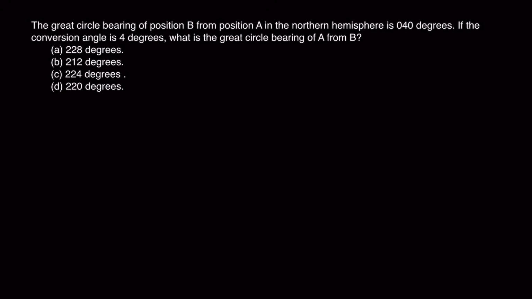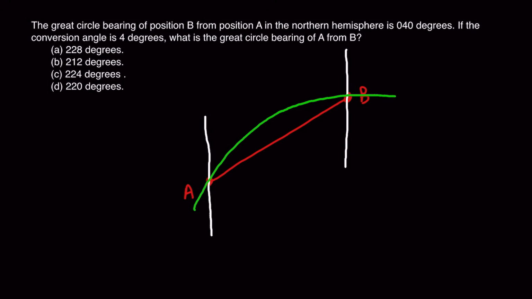Perfect. Question number 4. Great circle bearing of position B from A in the northern hemisphere is 040 degrees. If the conversion angle is 4 degrees, what is the great circle bearing of A from B? All right, so just looking at the first part of the question, A to B, 040. So if this is A, this direction is somewhere 040. Let's say this is B. Two longitudes for B and A. And northern hemisphere, so it will look like this. What else? The arrows. So I'm going from A to B. These will be the arrows.